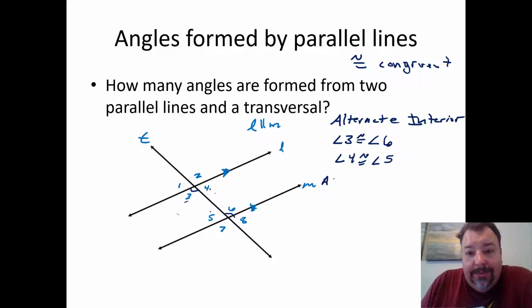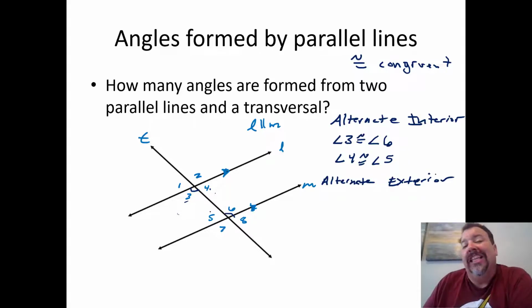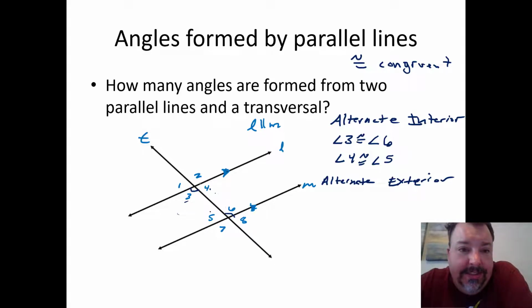The next relationship we've got is alternate exterior. So alternate exterior. And again, break this up. What does exterior mean? Exterior means on the outside. So these are going to be angles that are on the outside of the parallel lines. Which angles are on the outside of the parallel lines? If you said 1, 2, 7, and 8, you are correct.